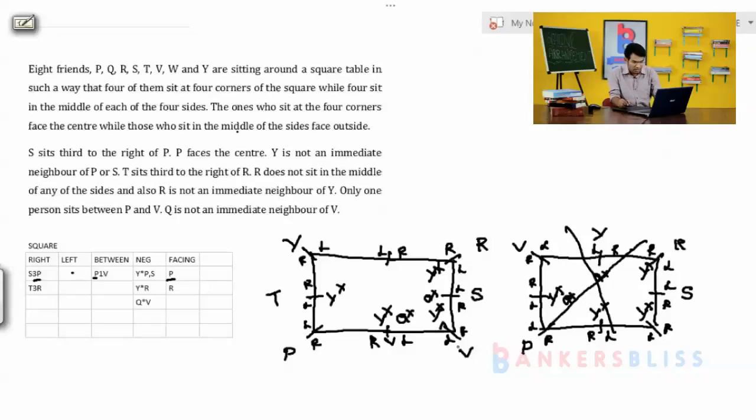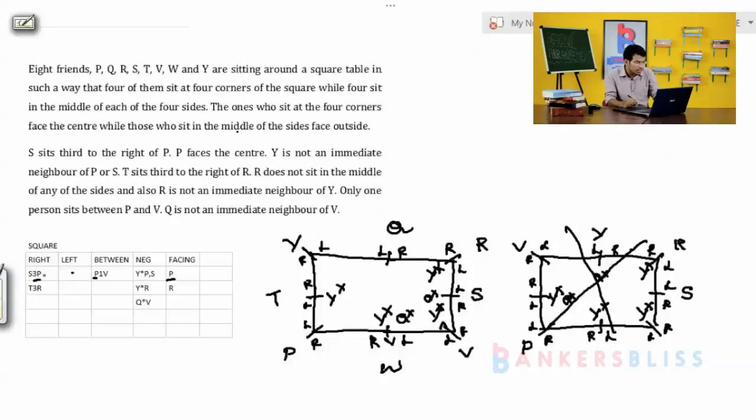Next, V is not a neighbor of Q. Definitely Q should come here. Who's the remaining person? That is W. Is it clear? When we have a square table, first we have to store the entire information in a single table. After that, we draw the two square table arrangements, then go with the option. This is the time for cross verification of what we have done in this problem.